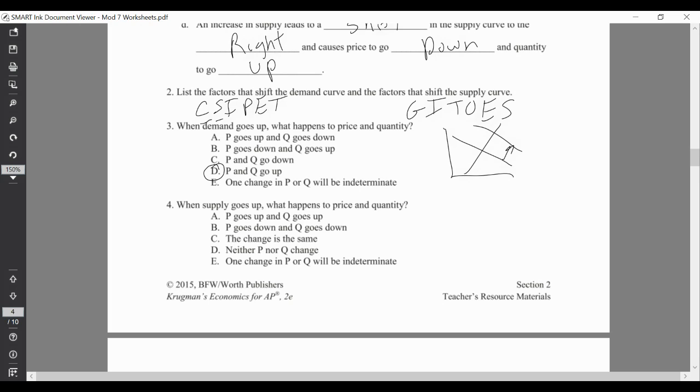Number 4 says when supply goes up, it shifts. Now, a lot of people, when they think of supply going up, think, wait, it's going down, right? No, when it's increasing, it's shifting to the right. So what do we see happen? We see B, the price goes down and the quantity goes up. Okay.